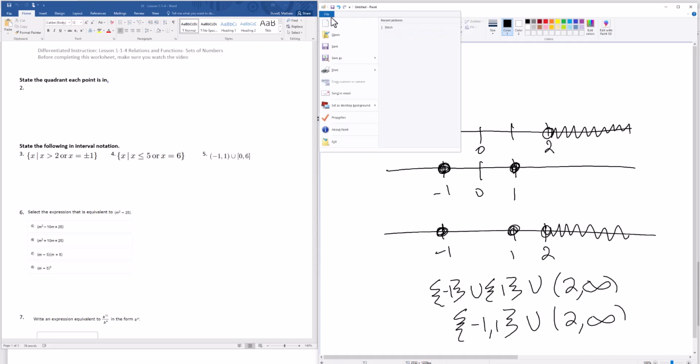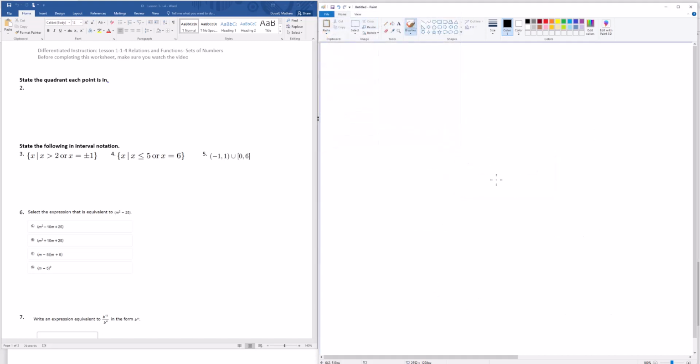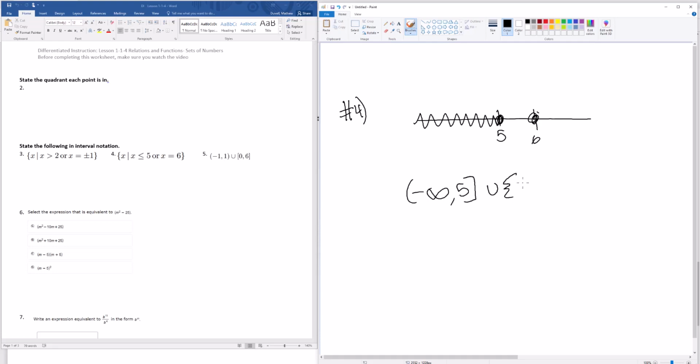Let's look at number 4. So we have x is less than or equal to 5, or it equals 6. So that's going to be -infinity to 5, union 6.